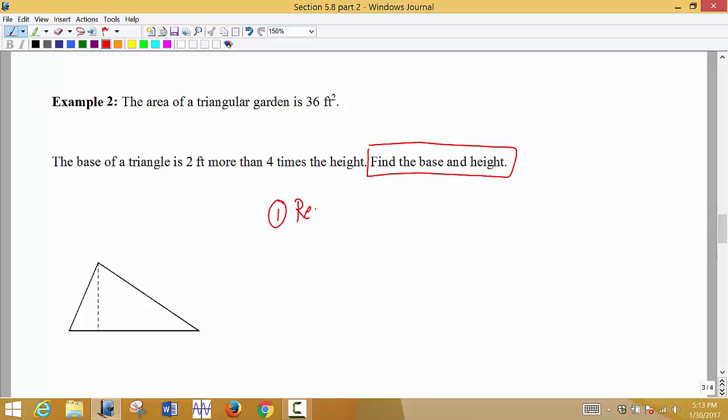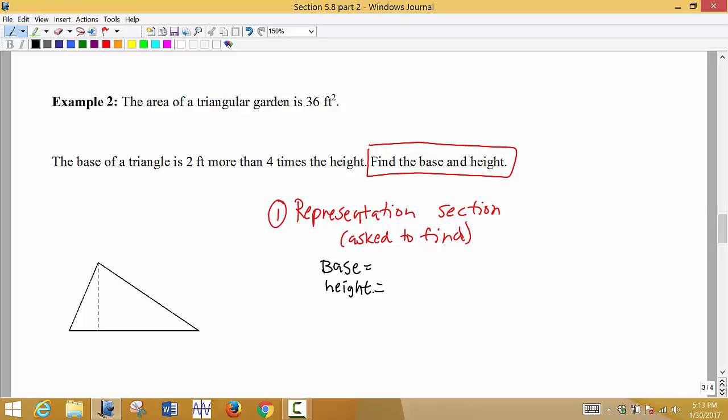So my representation section, I have a list of the things that I'm being asked to find. Base equals, height equals. Now I would like to represent one of them with x and something with an expression that has x in it. For that information, I'm going to go to the sentence that talks about the things that I'm being asked to find. So I'm going to look for the base. It says that the base is, or base equals. So I know that I'm reading off the representation for the base.